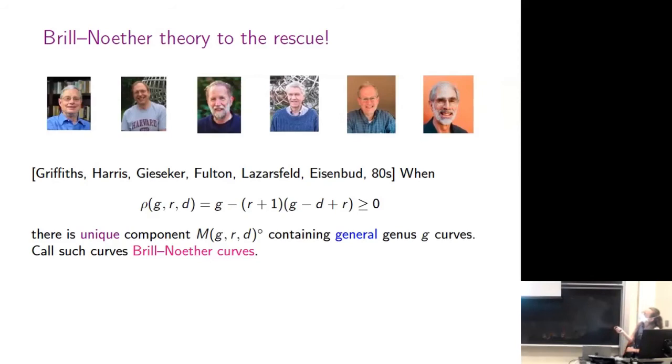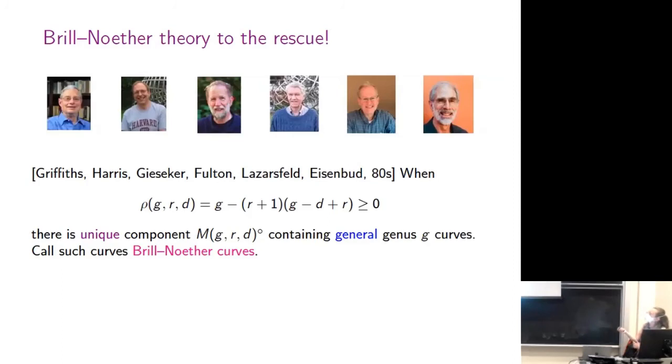It says, when this numerical quantity, rho of g,r,d, is greater than or equal to 0, so it doesn't really matter what this rho is, but here it is explicitly, then there's a unique component, which I'm calling M_{g,r,d} circ. And what's special about this component is that the genus g curves in this component are general genus g curves. They're not special or weird or have some particular moduli theoretic constraints. They're general genus g curves.